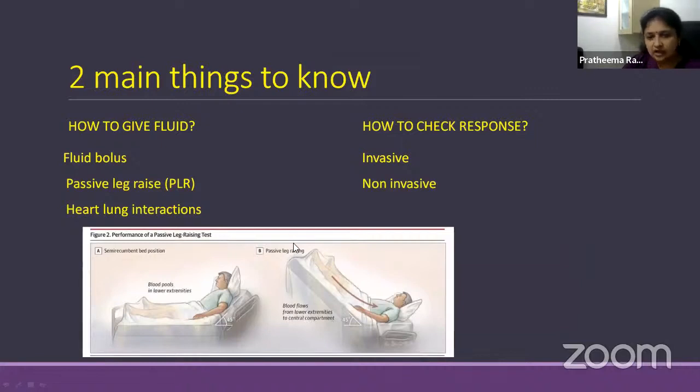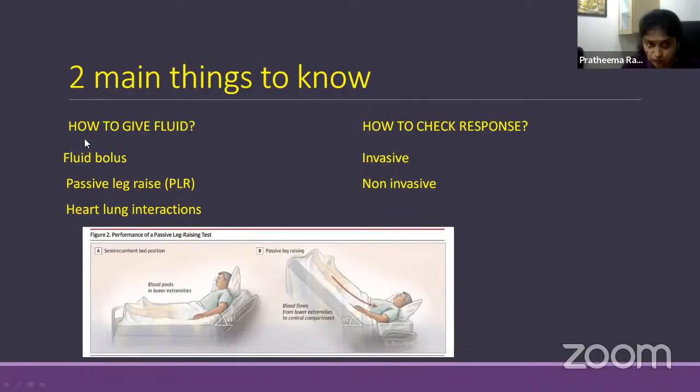So this is like an auto transfusion. Instead of giving a fluid bolus from outside, the patient is given a passive leg raise. The bolus goes into the heart from the lower part of the body. Whatever pooling of blood is there is given as an auto transfusion. We also look at the heart-lung interactions. If the patient is ventilated or spontaneously breathing, if the patient takes a deep breath, what is happening to the blood pressure? So this is what we decide to do.